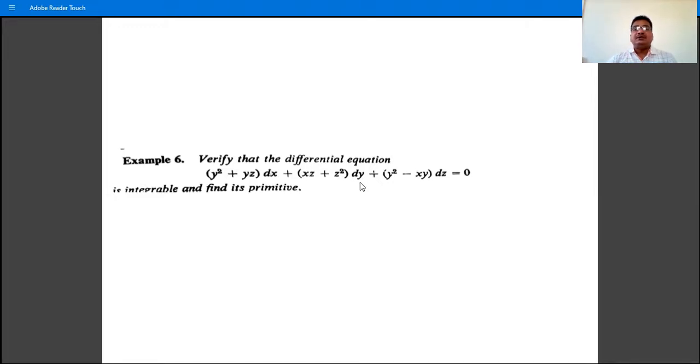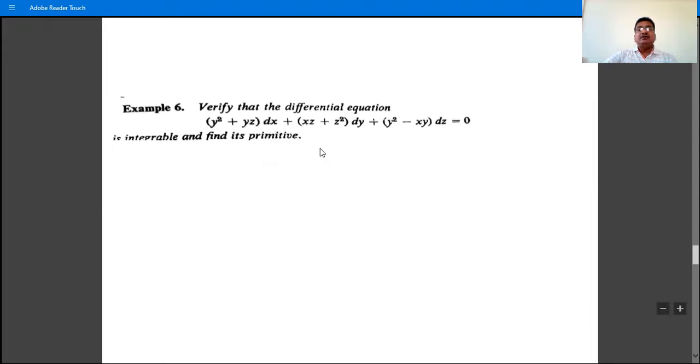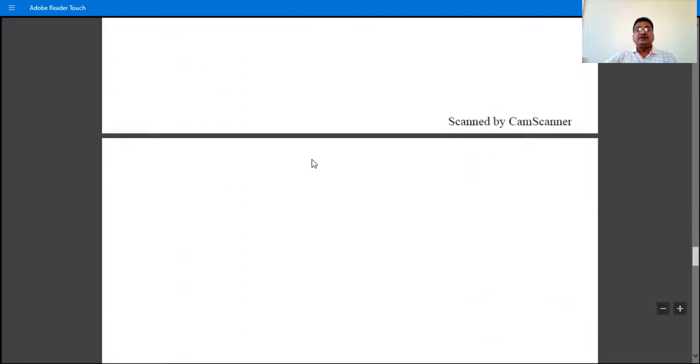If the question is like this, that verify this is integrable and find its primitives or find its general solution, then don't think about Nathan's method or the method of reduction of order. Just think about the first three methods. That is, all three variables separable, one variable separable, or homogeneous. So this is the homogeneous Pfaffian differential equation. So apply the method that y is equal to ux and z is equal to vx, and find the solution.